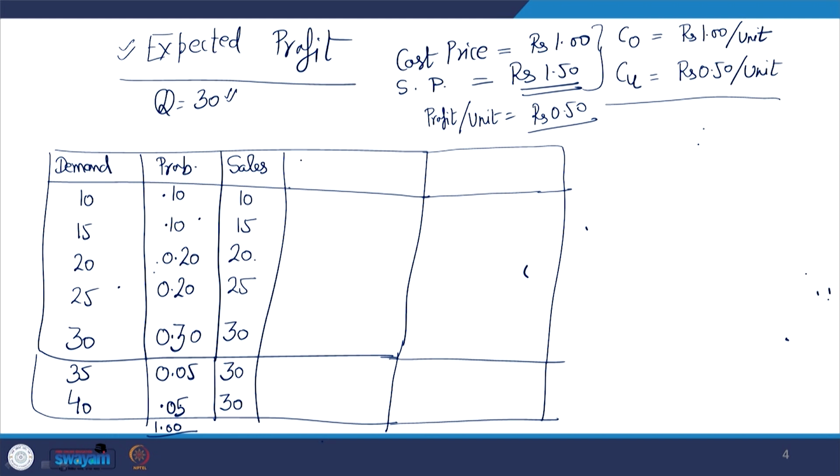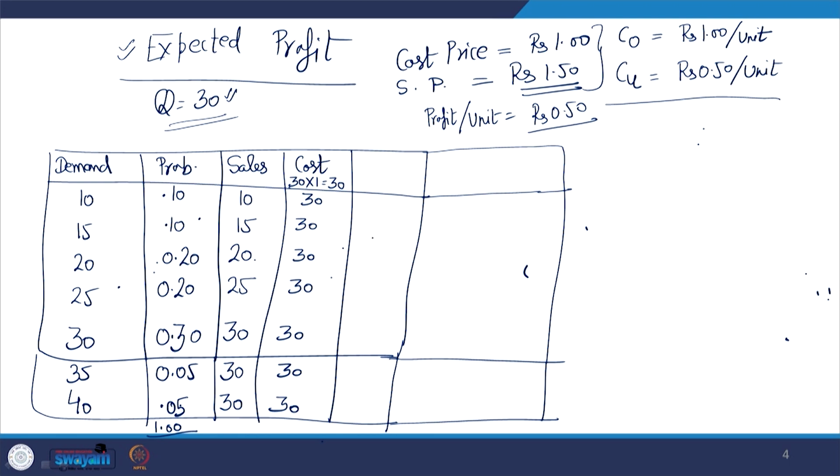Now, the cost. Because you have stocked 30 newspapers, the cost on all these days is constant, 30 multiplied by 1. 30 is the number of newspapers and the cost price of one newspaper is 1 rupee. So, the total cost is 30. Each day you are incurring a cost of 30 rupees. So, that is how we complete this column.